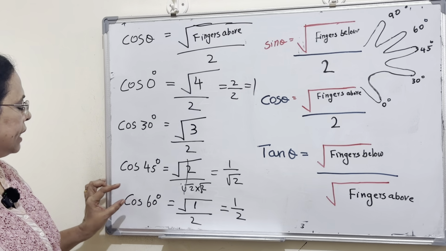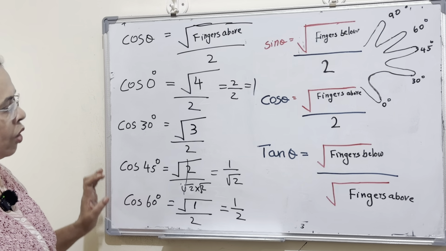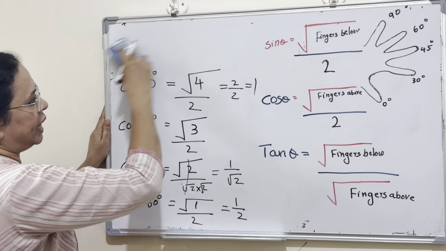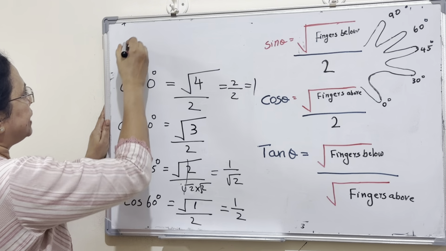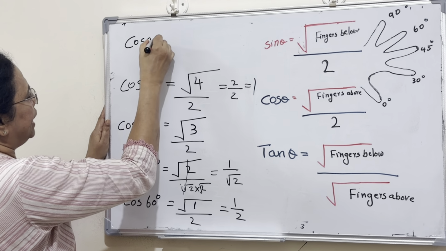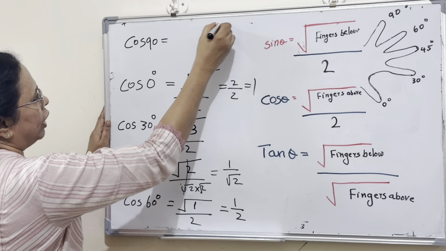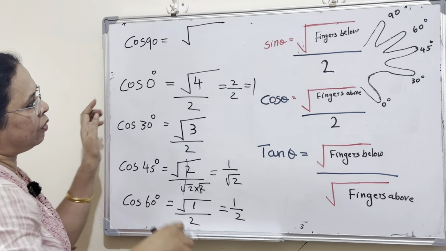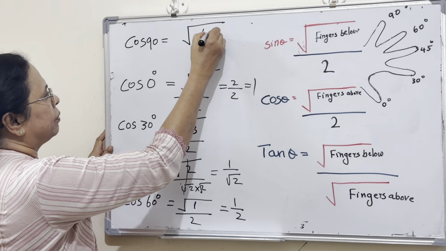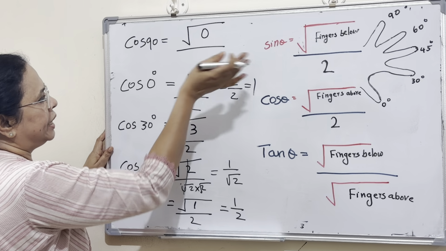Now one more angle, that is cos 90. Cos 90, how much will it come? When you take fingers above for cos 90, there are no fingers above, right? Cos 90, fingers above, you have to put under root. If I take cos 90, no fingers above, so keep it 0. 0 fingers above, 90 degree.